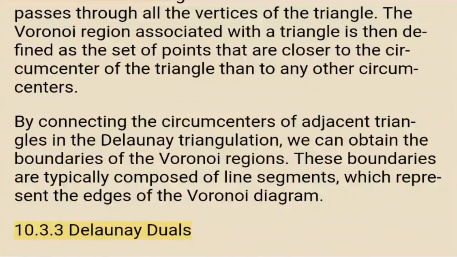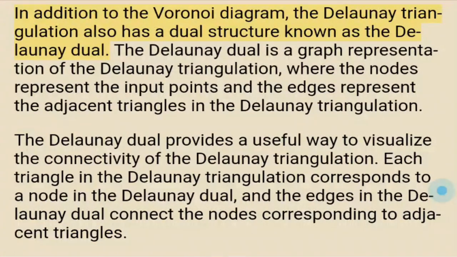10.3.3 Delaunay duals. In addition to the Voronoi diagram, the Delaunay triangulation also has a dual structure known as the Delaunay dual. The Delaunay dual is a graph representation of the Delaunay triangulation, where the nodes represent the input points and the edges represent the adjacent triangles in the Delaunay triangulation. The Delaunay dual provides a useful way to visualize the connectivity of the Delaunay triangulation. Each triangle in the Delaunay triangulation corresponds to a node in the Delaunay dual, and the edges in the Delaunay dual connect the nodes corresponding to adjacent triangles.